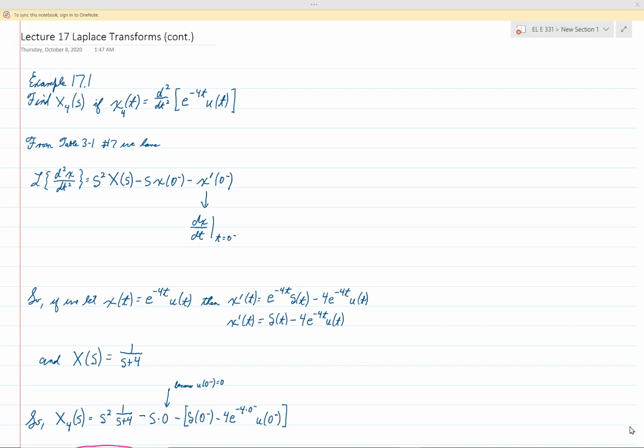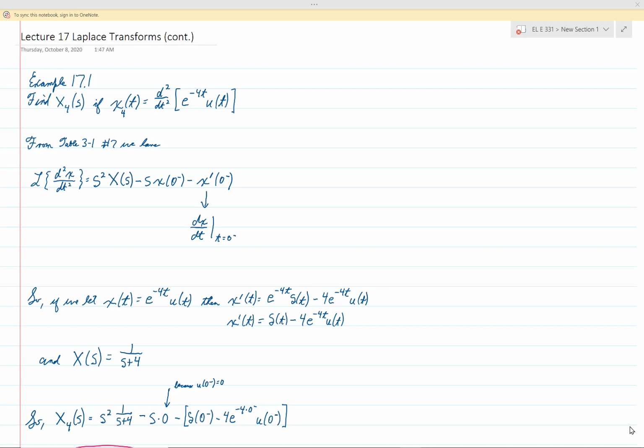In every single problem that we do, we will continue to look at tables 3-1 and/or 3-2. So certainly you should mark those two tables in your books, because it will be handy for you to be able to go directly to those tables.